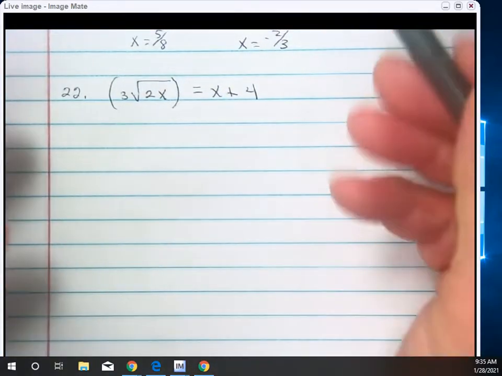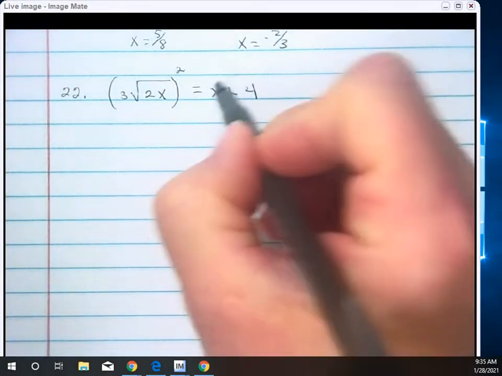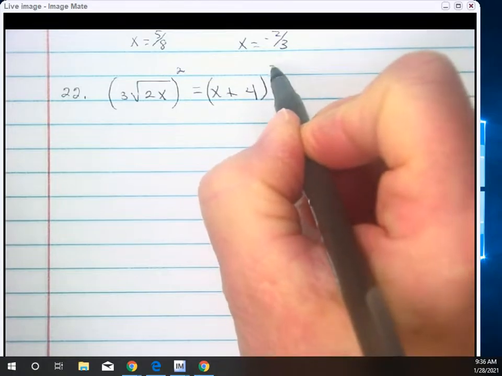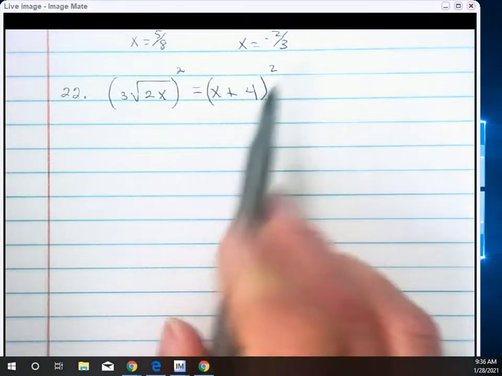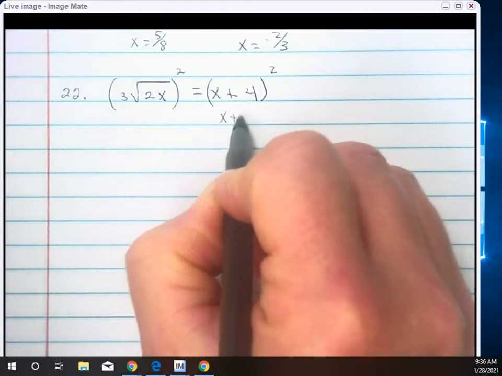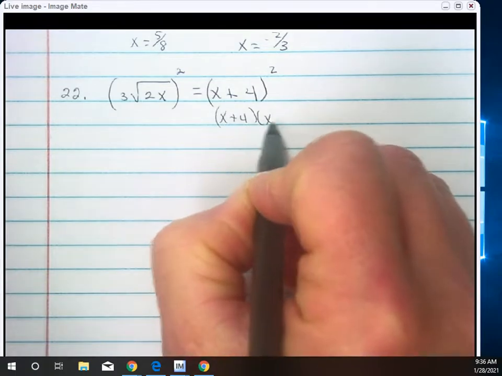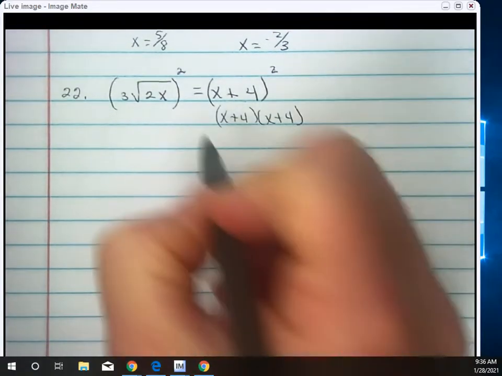I don't like fractions, so I don't want to divide by 3. I want to go ahead and square. Now, students typically mess up on squaring this binomial. Remember, a square means you have the base. The base is x plus 4, and that base is written that exponent number of times.